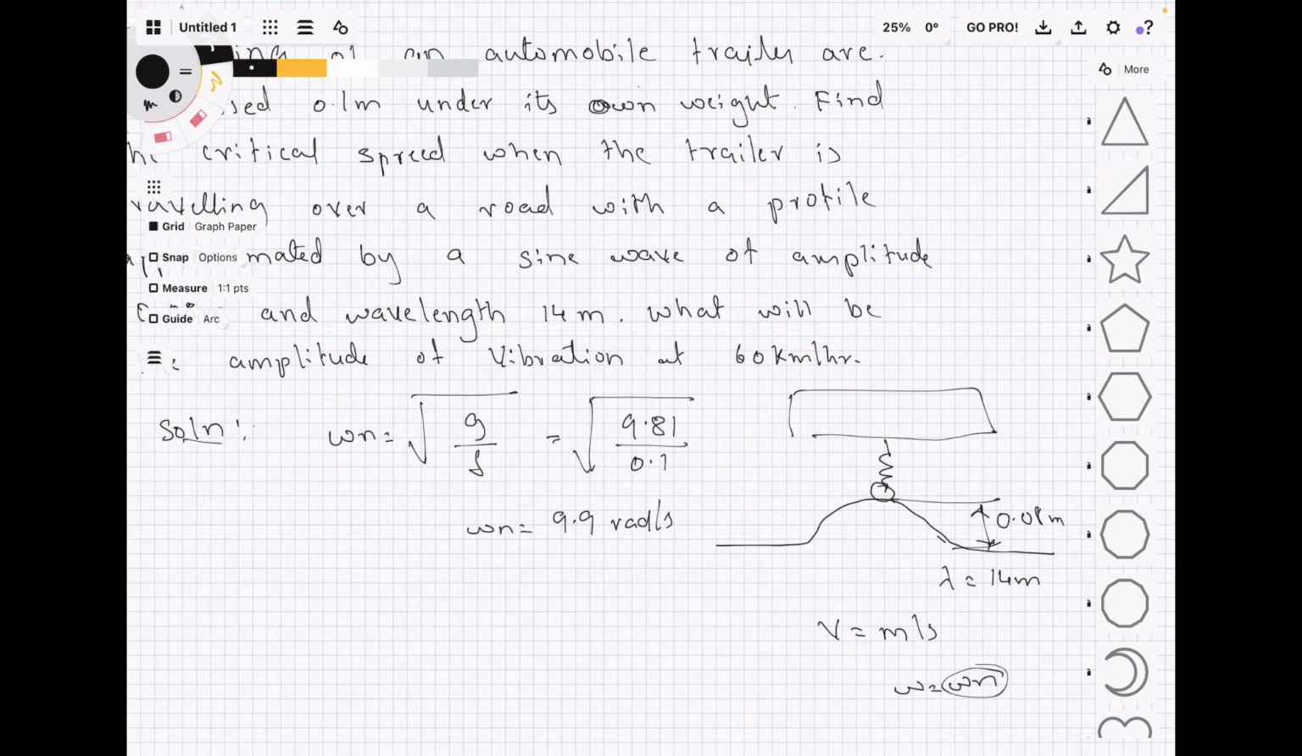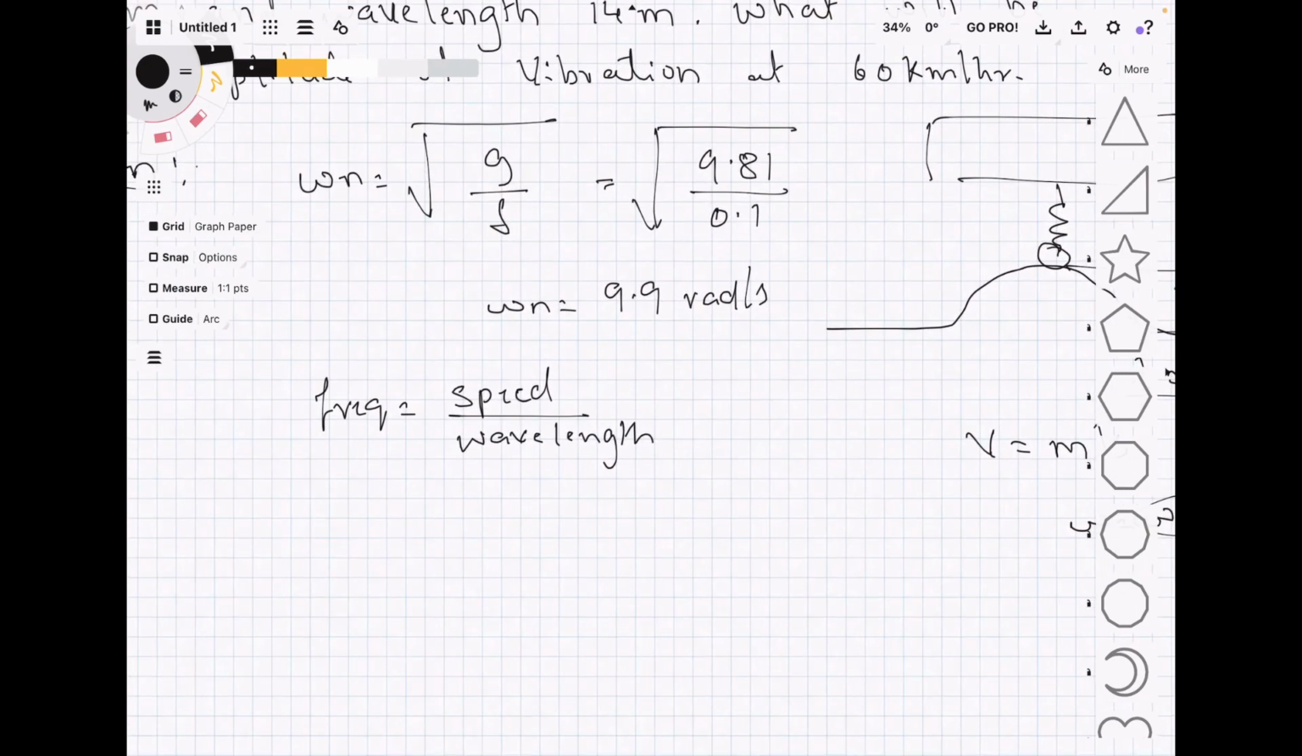As the wavelength lambda is given, we need to find out the speed here. So I'll be using the simple formula: frequency is equal to speed upon wavelength. Through this I'll be finding out the speed. In order to get that, this is a circular frequency, and I have to convert it into a linear frequency.